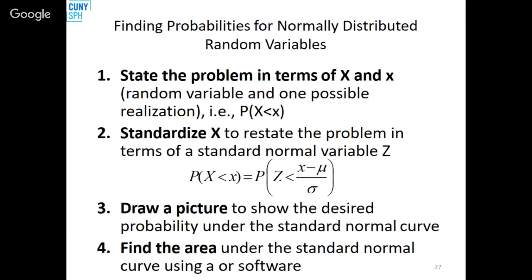Then standardize your random variable to restate the problem in terms of the standard normal distribution. So this same statement is equivalent to saying it's the probability of capital Z being less than lowercase x minus mu over sigma. And you draw a picture so that you know which interval you're calculating the probability for, and then go to your table or the software.